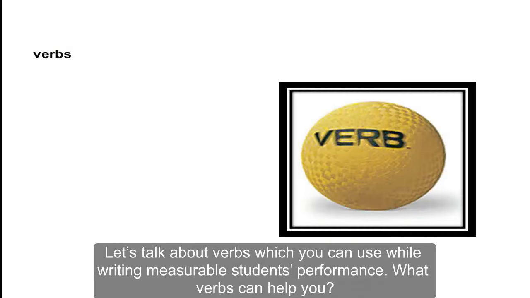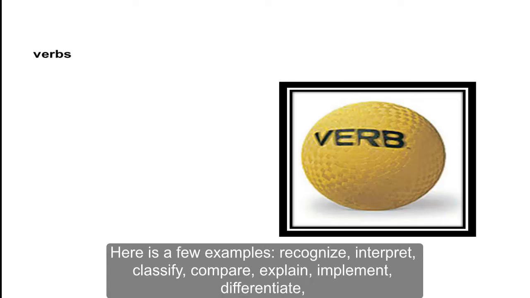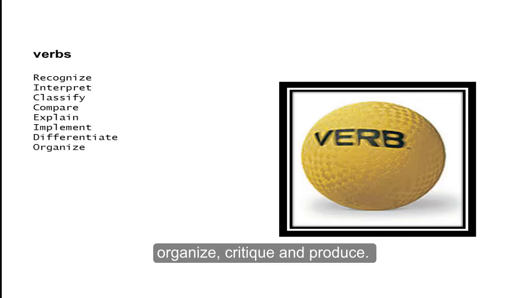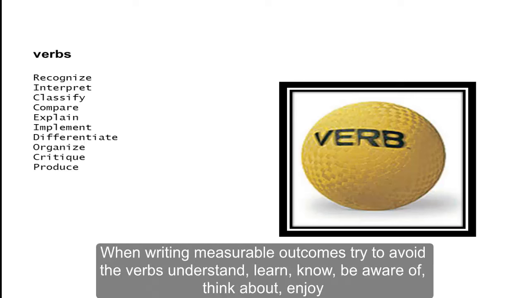Let's talk about verbs which you can use while writing measurable students' performance. What verbs can help you? Here are a few examples: recognize, interpret, classify, compare, explain, implement, differentiate, organize, critique, and produce.